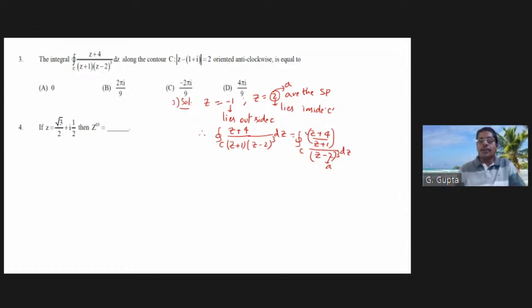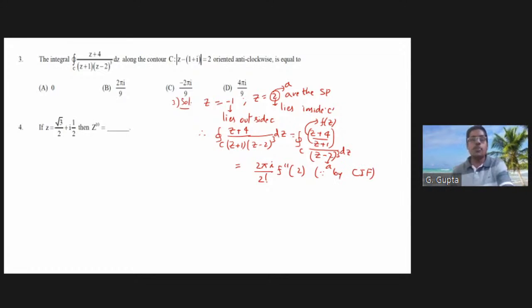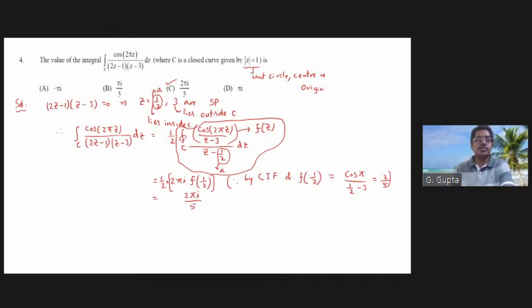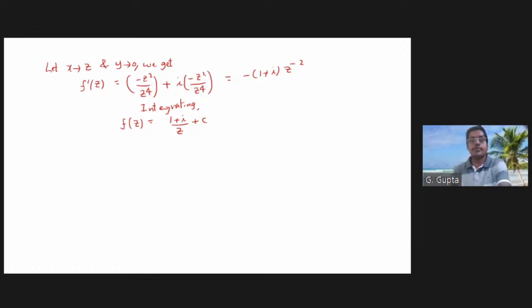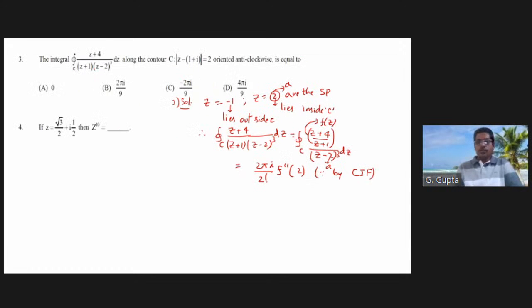This new numerator, z plus 4 by z plus 1, is our new function f of z. According to the Cauchy integral formula, this is 2 pi I divided by 2 factorial times the second derivative of f of z at z is equal to 2, by using CIF. Let us go back to that explanation. Now 2 factorial and 2 cancel.